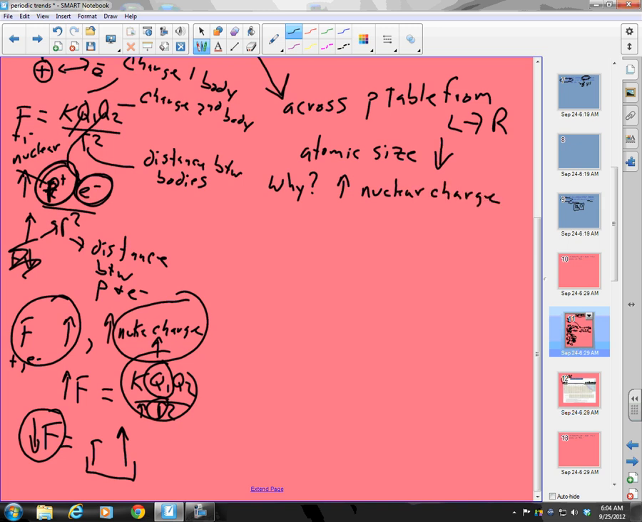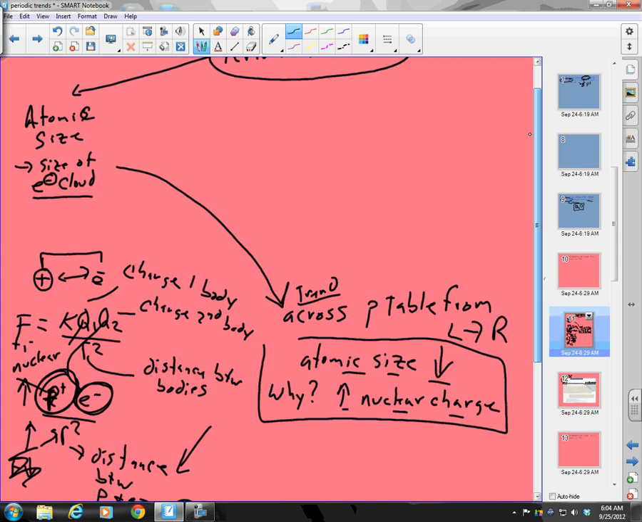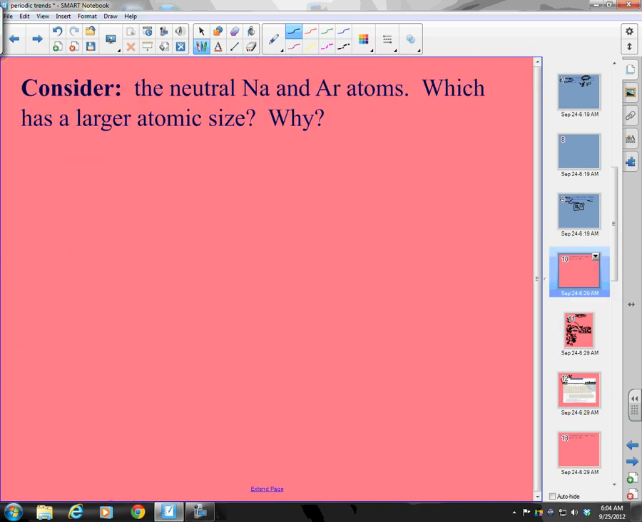Okay, so these are the two guys that I really want you to know. This Coulomb stuff, that's just for your basic understanding. So what is the trend? The trend is, as I go across the periodic table from left to right, my atomic size goes down. Why? Because my nuclear charge goes up. Good.